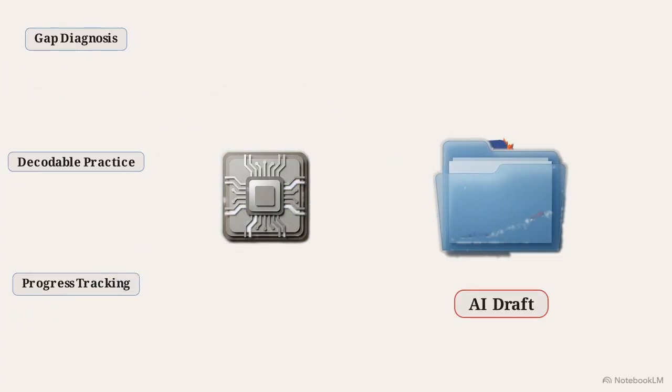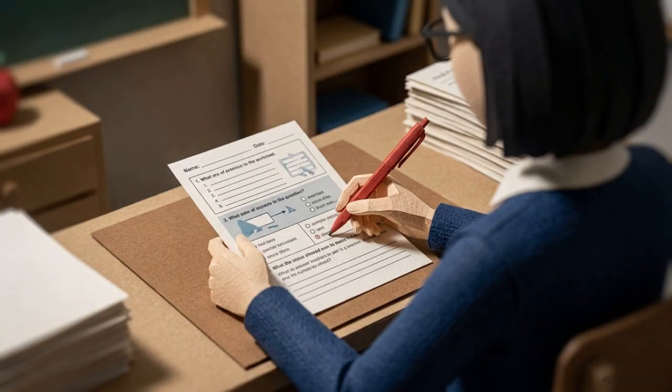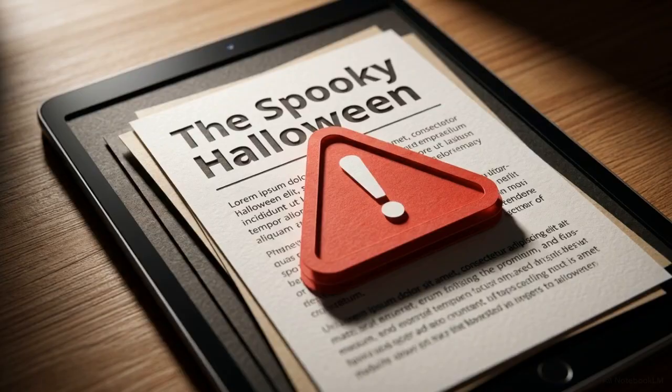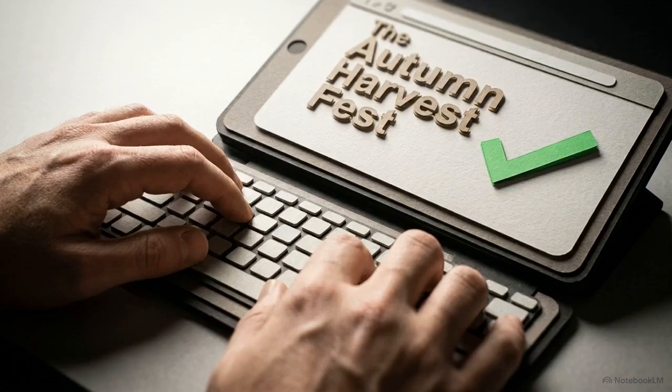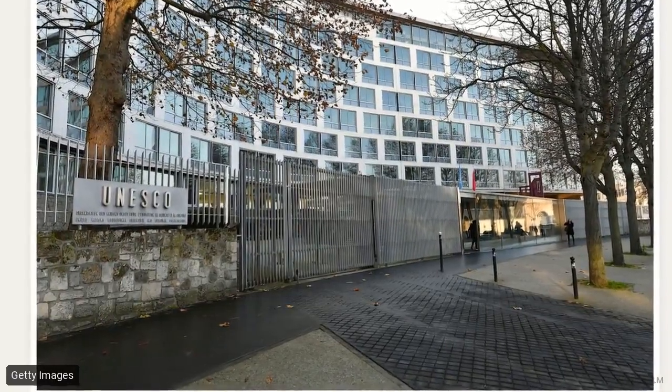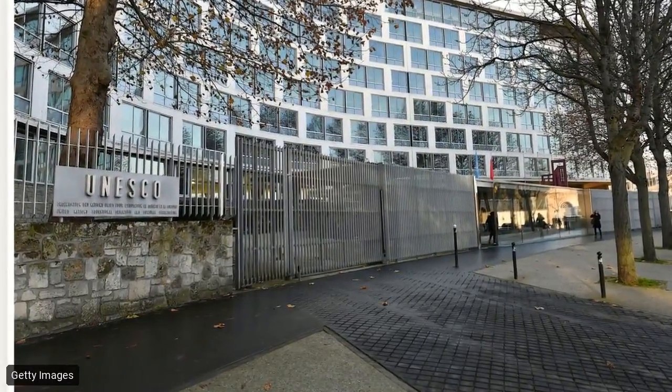AI surfaces patterns and drafts materials. The teacher reviews every single output before it reaches a student. Your judgment dictates the final content. In a faith-integrated school, for example, an AI-generated story about Halloween might lack the appropriate context. You intercept that text and replace it so it aligns with your classroom culture. This human-in-the-loop requirement aligns with global guidelines for the safe integration of generative AI in education.